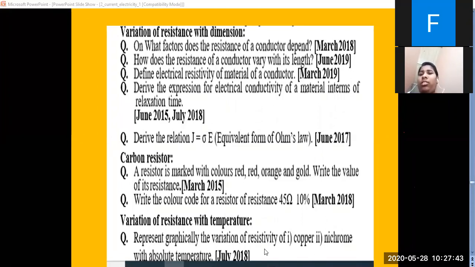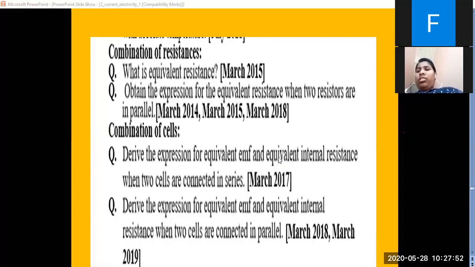X-axis should be temperature. Y-axis should be resistivity. If it is metal, the curve should go up. If it is a non-metal, the curve should come down. The next questions for you are these 5-mark questions that I told you about. So very easily you can remember.